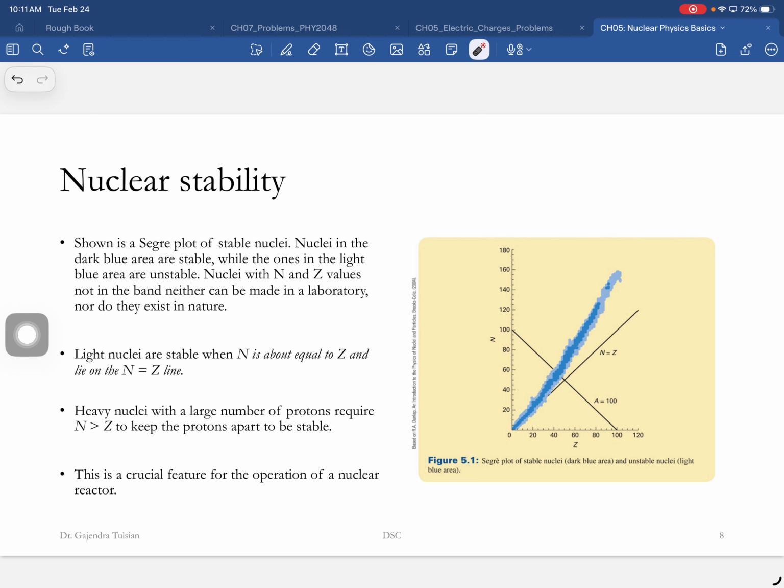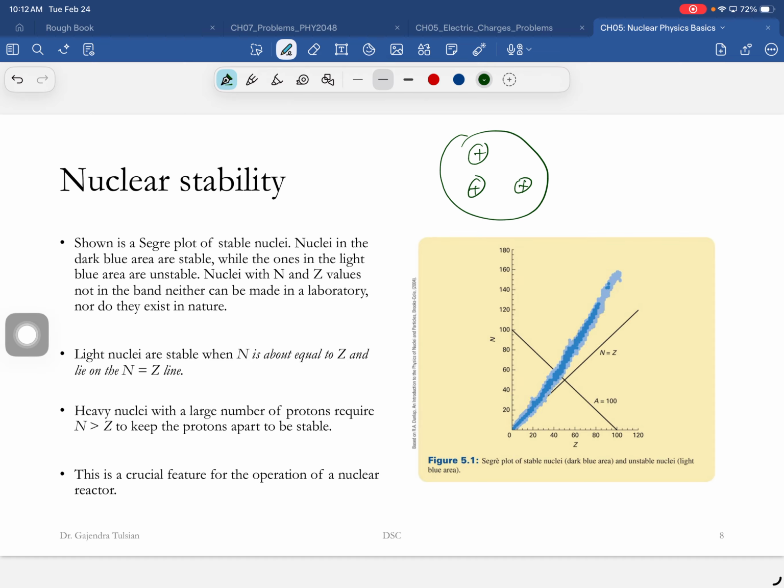What this graph is telling you is, when you're making small nuclei, the number of neutrons and protons are the same, and as you make bigger and bigger nuclei, so if you try and make something with 80 protons, you need almost 100 neutrons to make that nucleus. As you make heavier nuclei, you need more and more neutrons. Why do you think you need more and more neutrons? These protons are positively charged, they repel each other, they don't like each other. So to keep them apart, you put more neutrons in between.